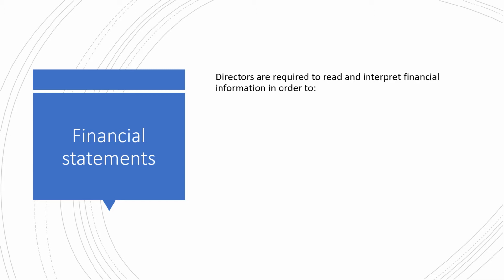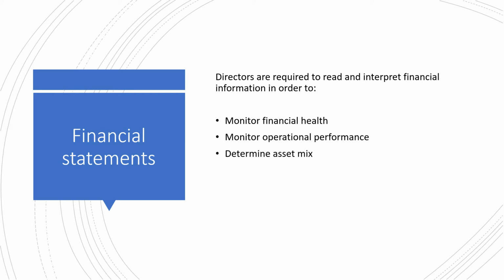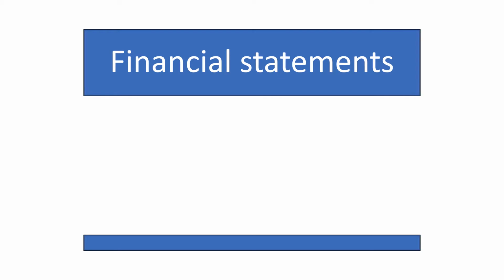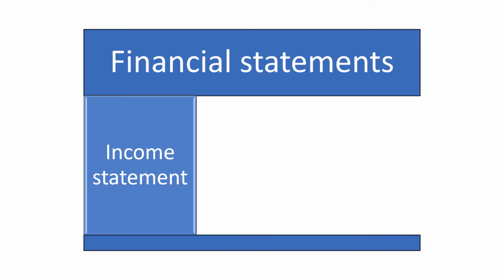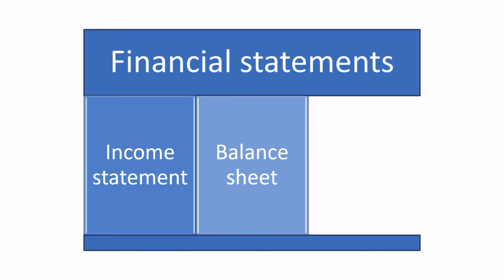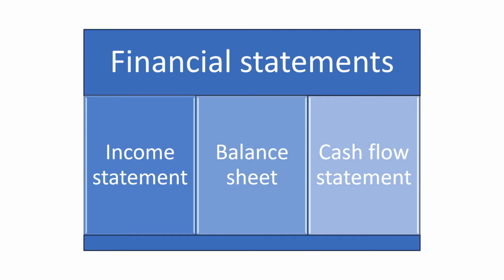Directors are required to read and interpret financial information in order to monitor the financial health or position of the organisation, monitor operational performance, determine the right asset mix to maintain, determine the best way to finance the organisation, and to assess whether the organisation is solvent. Directors should be familiar with the following three financial statements: the income statement, the balance sheet, and the cash flow. We're now going to look at those individually.